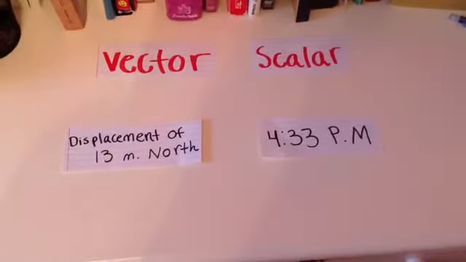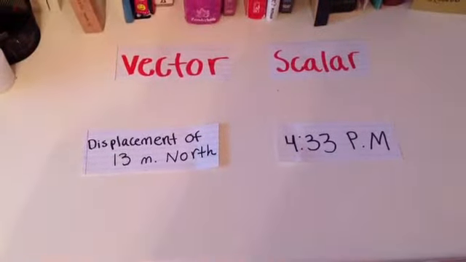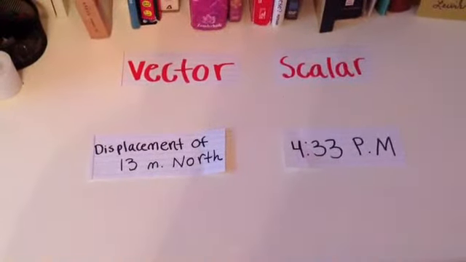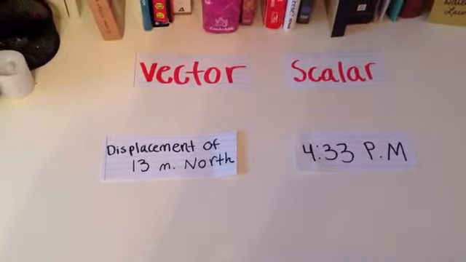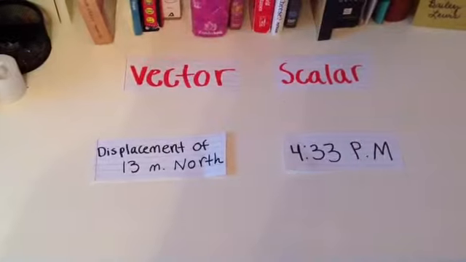Scalar is the measurement of just magnitude. Vector is the measurement of both magnitude and direction. Some examples of scalar quantities are time, speed, temperature, and volume. The reason these are scalar is because they only describe magnitude.